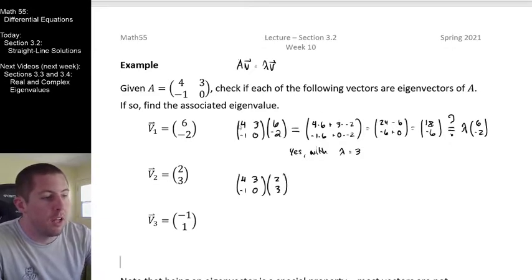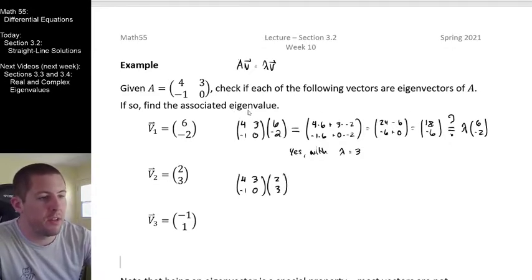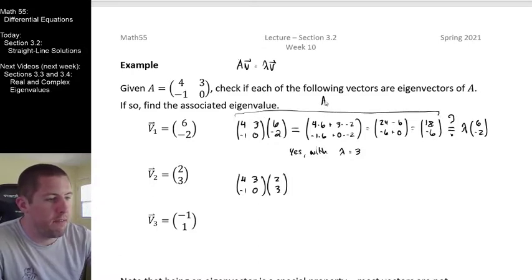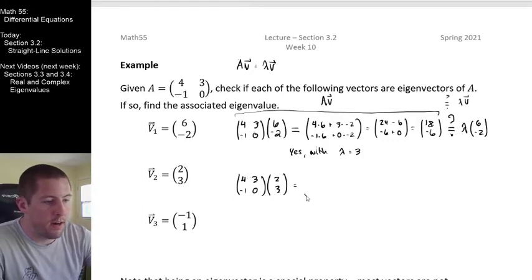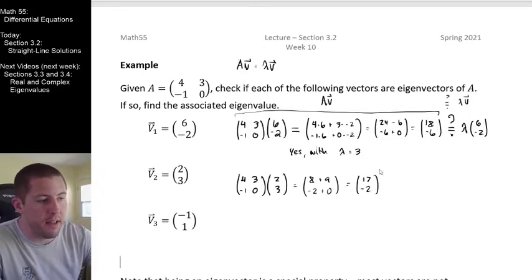So again, all of this is the left-hand side of the computation right here. I'm just going to indicate this right here. This is my AV equals lambda V. All right. So same thing here. What we're getting is 4 times 2, which is 8, plus 3 times 3, which is 9. Negative 1 times 2 is negative 2, plus 0. So we're just getting negative 2 plus 0 down there. So this is going to be 17, and negative 2 is my result for the left-hand side.